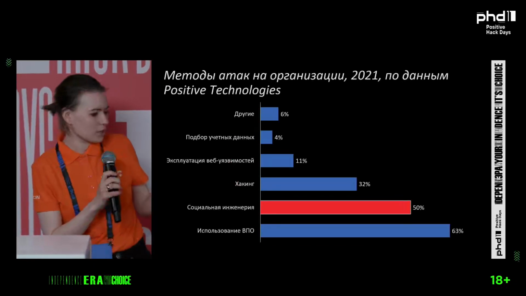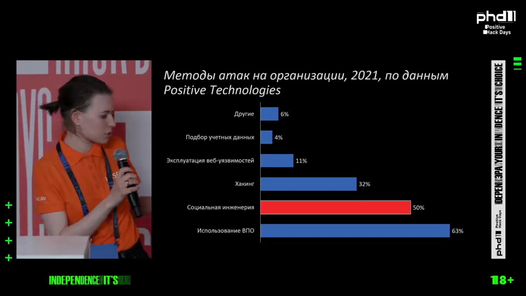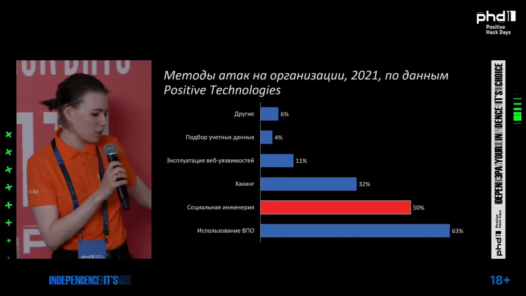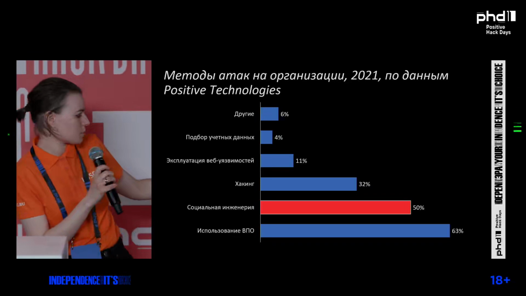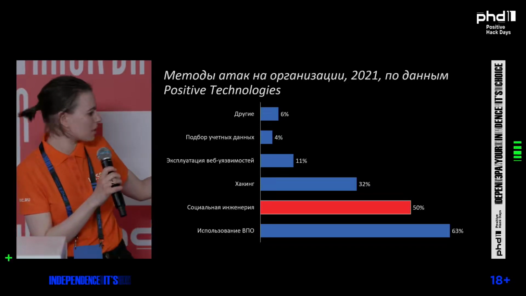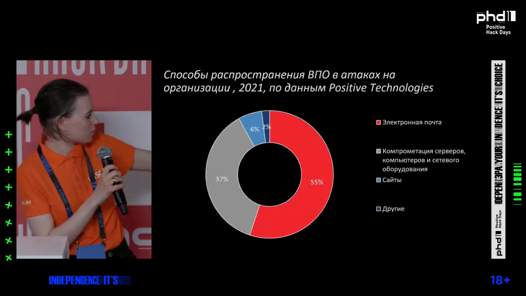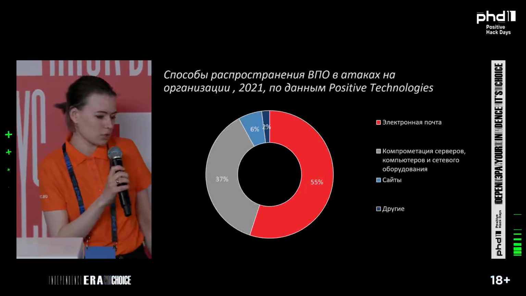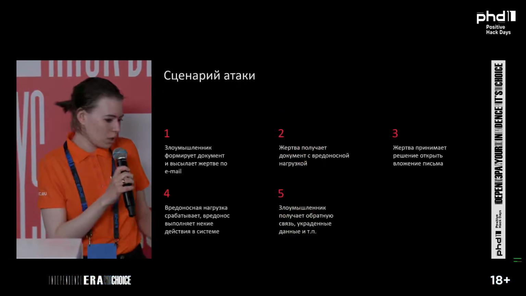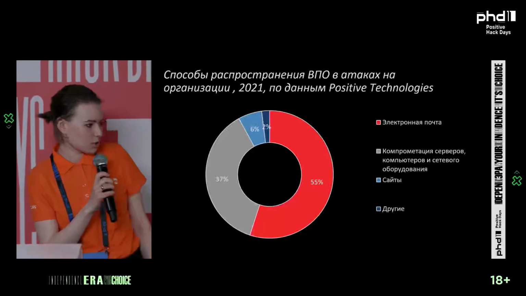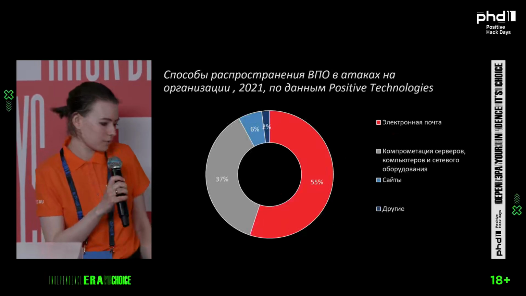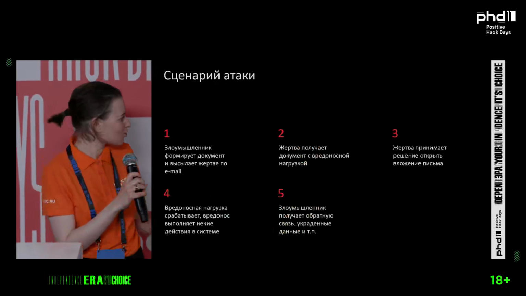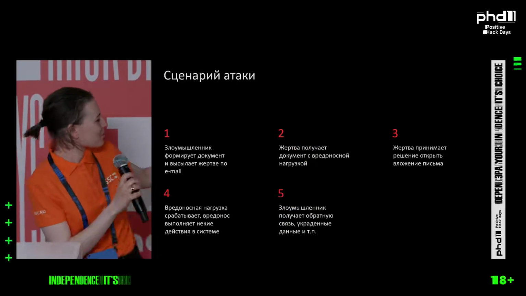This is the statistics of Positive Technologies that I used previously. Last year, the main number of attacks was through malware. Half of them accounted for social engineering attempts. Yet, in more than half of the cases, malware was spread through electronic mail, through email. So for such pen tests, I would like to get, no, let me say it differently.